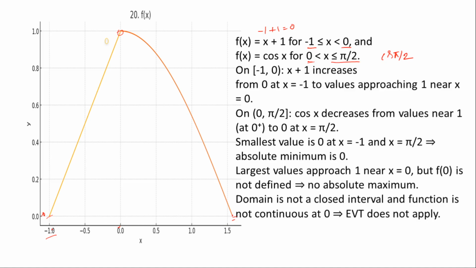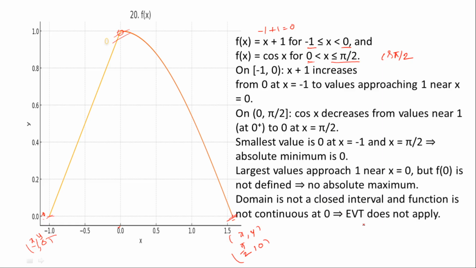When x equals minus 1, y equals 0. Here x equals π/2, where π is 22 by 7, that is 3.14, and at x equals π/2, y is 0. These two points are the absolute minimum, but there is no absolute maximum.